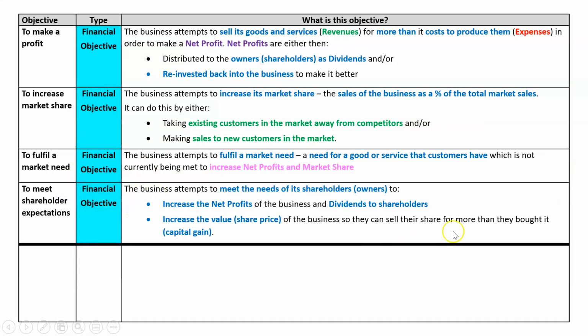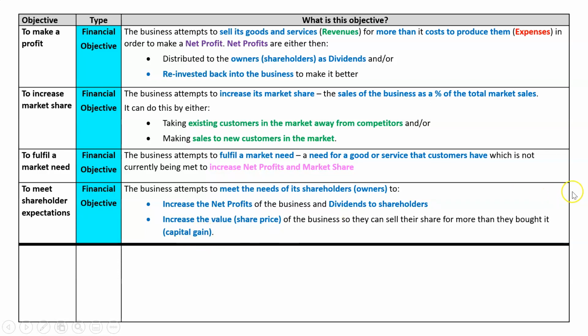And lastly, for financial, we'll say to meet shareholder expectations. We meet the needs of our owners, which are called shareholders, to increase the profits. Why do they want higher profits? Because that means they get higher dividends. And also to increase the value of their investment in the business, which is called a capital gain. For public companies, we can easily measure that with the share price. But for any business, you want its value to go up over time, so you make what's called a capital gain.